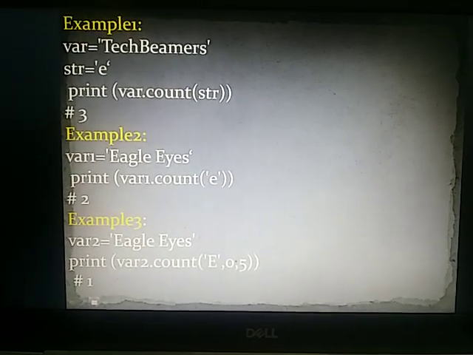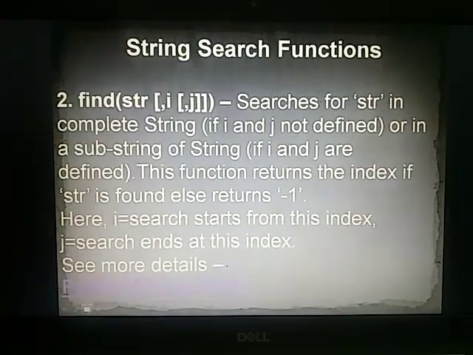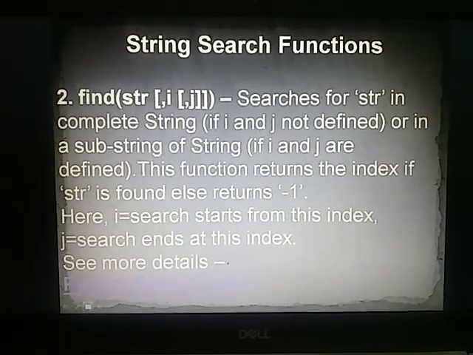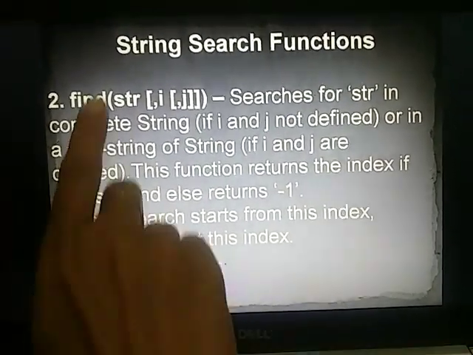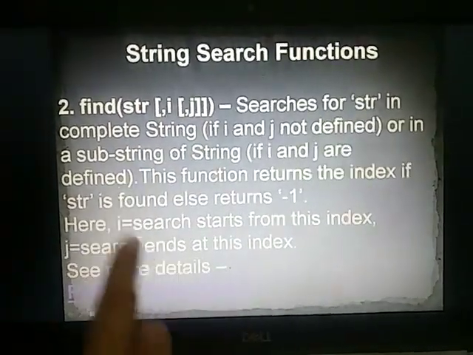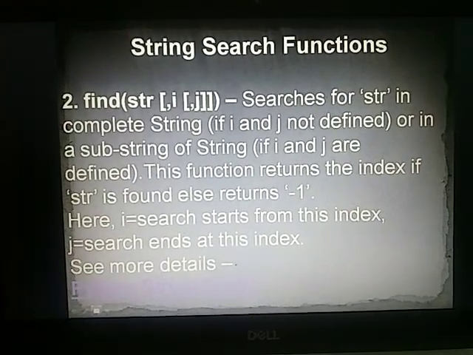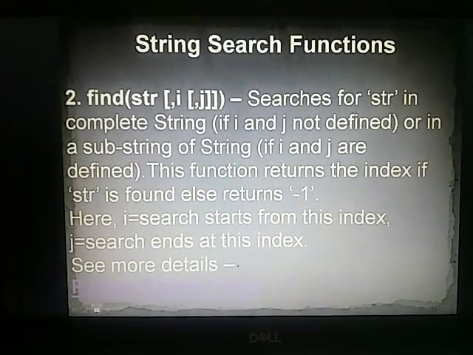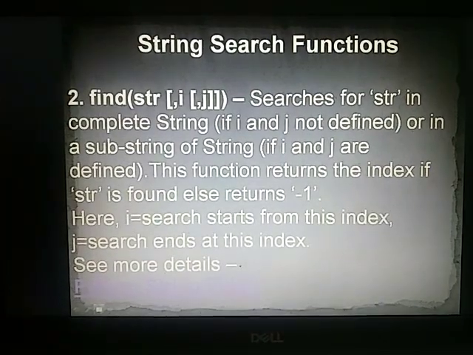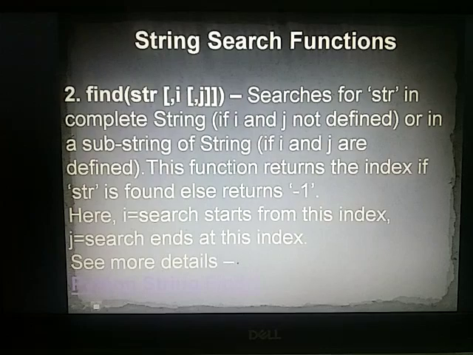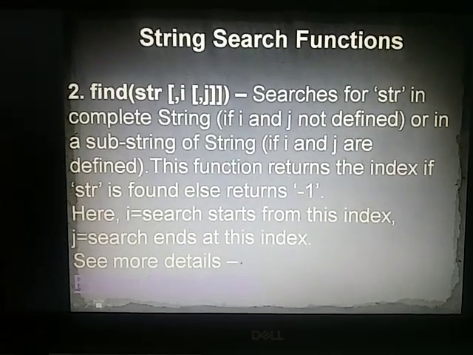That's how the count function works. The another is the find function. Again, in the find function, we are using the string, then i and j, that is again the beginning index number and the ending index number. These are again optional. This function returns the index if the str, that is, the substring, is found. Otherwise, it will return -1.